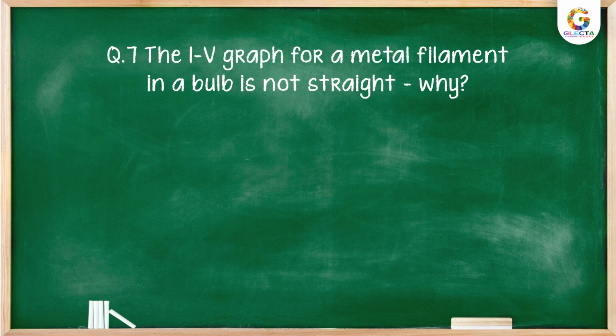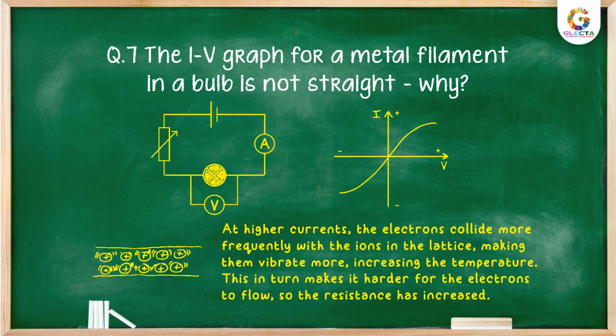Question 7. The graph for a filament bulb is not a straight line. Why is that? The filament in a bulb is made of metal that consists of an ionic lattice surrounded by free electrons. The higher the current, the hotter the metal gets, and the more these ions vibrate. This makes it harder for the electrons to flow as they collide more frequently with the ions. That means the resistance gets higher at larger currents. That's why the graph is curved. But just remember that if you want to calculate the resistance from this graph, you always pick a point. You never draw a tangent on this graph ever.